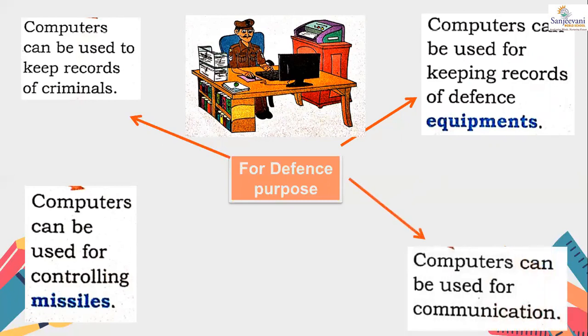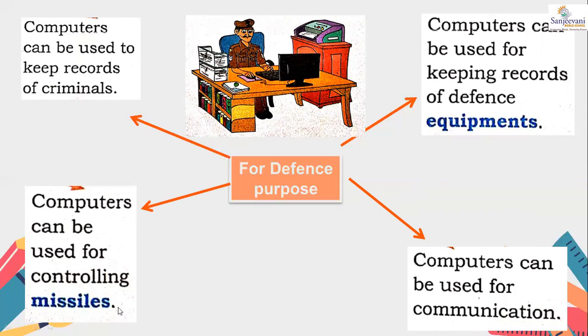Then next, computers can be used for communication. Now they are used by the defense. Defense means what? The policemen, the army, or the air force, all these are defense. And for communicating, if they are located at different places, they use computers for communication. And the last one is computer can be used for controlling missiles.